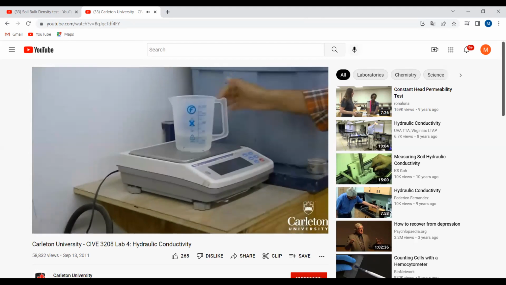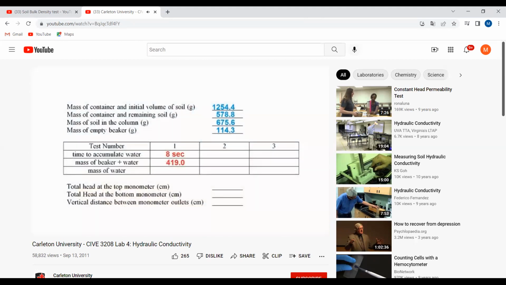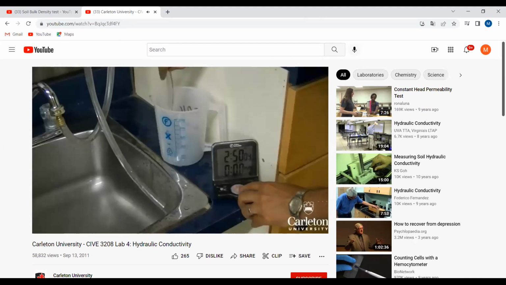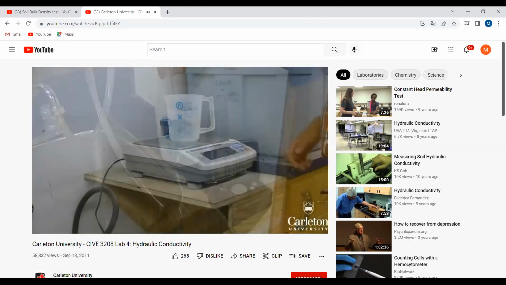Now record the mass of the water plus the beaker, as well as the time it took to fill in seconds. Empty the water and zero the stopwatch to reset. Repeat this test 2 more times, each time aiming for a different amount of water.